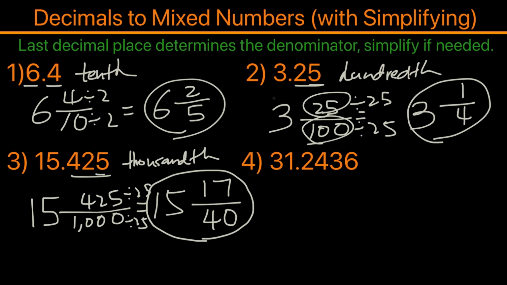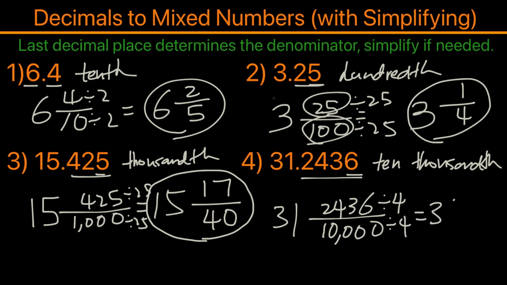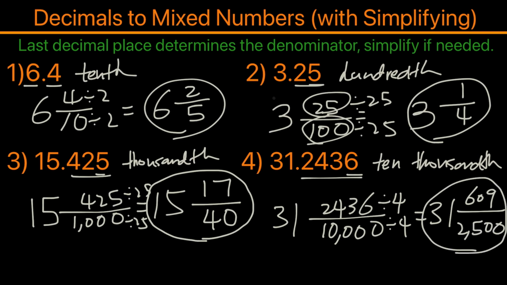Now for the final example, we have 6 as the last decimal place, and that would be 10,000th place. So we will put 10,000 as the denominator, and then 2,436 as the numerator. Now this is a big one, but we can see that both denominator and numerator can divide by 4. And so this will be 609 as the numerator, 2,500 as the denominator. And that will be the answer.